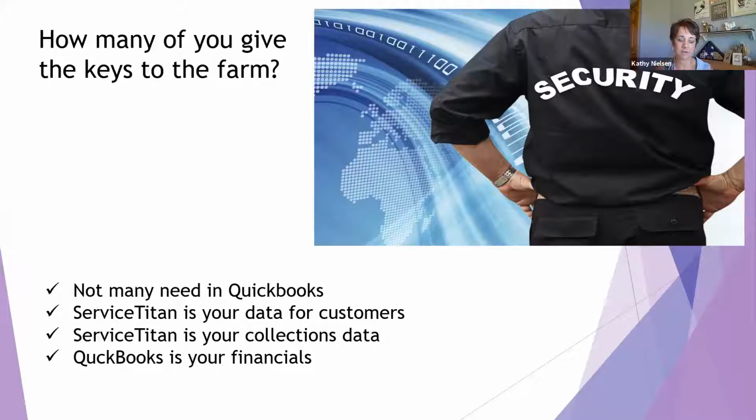It's not to say they are thieves, but we never know what goes on in people's personal lives, and they may make a decision that's a really poor decision that they normally would never make. So make sure you're curbing those permissions, both in ServiceTitan and in QuickBooks. ServiceTitan is your data for your customers. It is what you use to collect. QuickBooks is financials. So there are very few people that need to be in your QuickBooks at any given time.